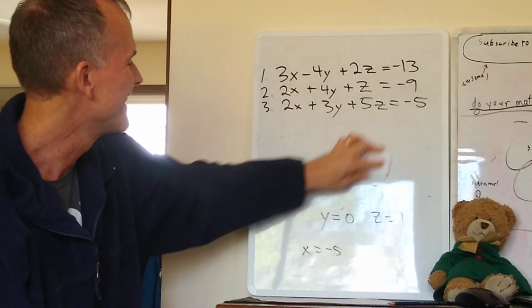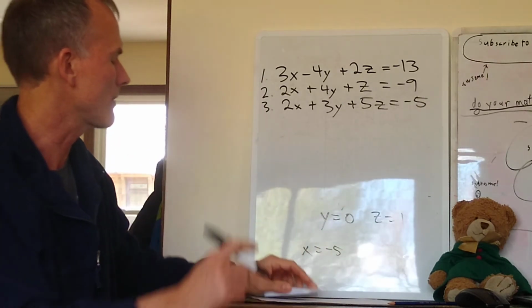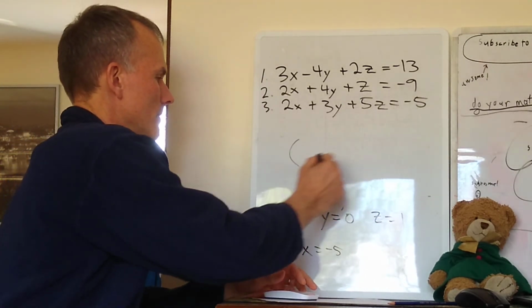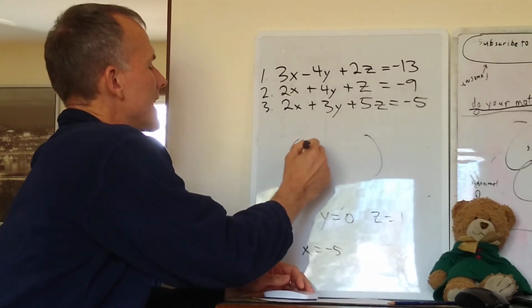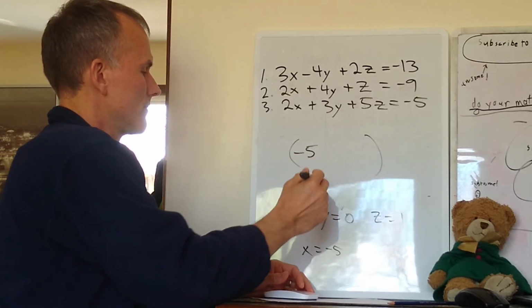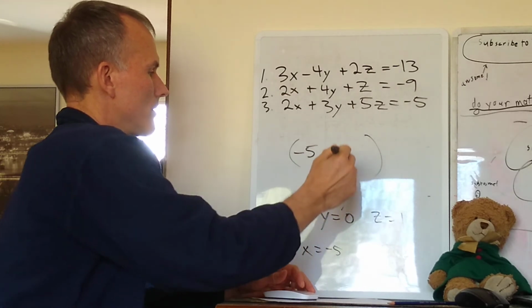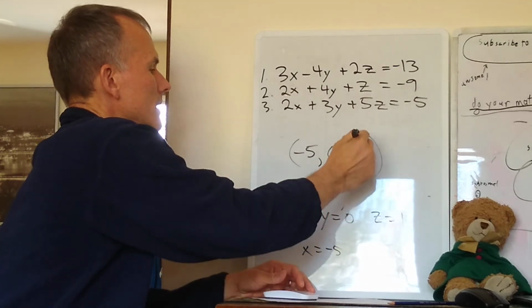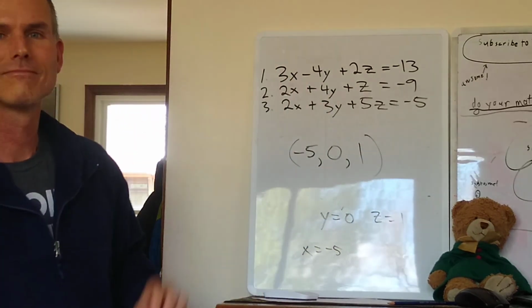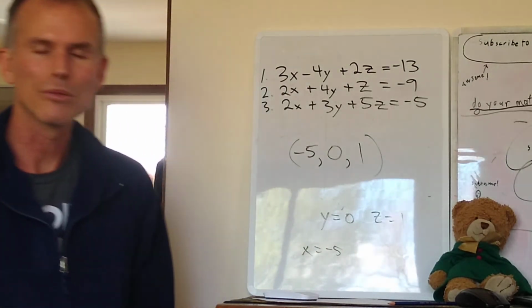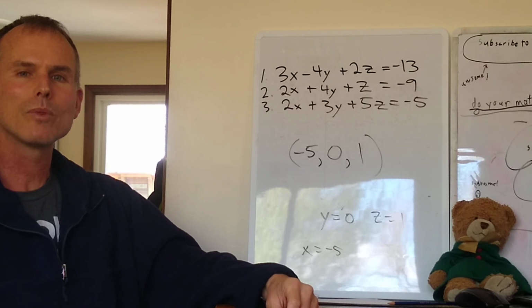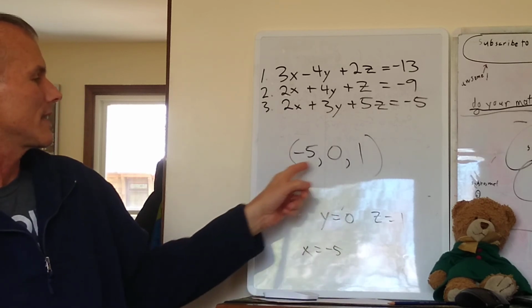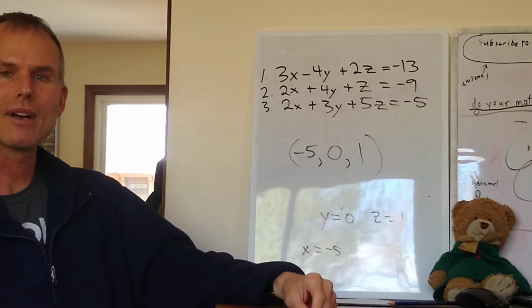That's debatable, right? Okay. So to write this as a solution, it's not an ordered pair, it's an ordered triple. So negative 5, 0, and 1. That is the ordered triple. That's the solution, and that's how you would type it in on WebAssign. Of course, I think they already give you the parentheses for you.